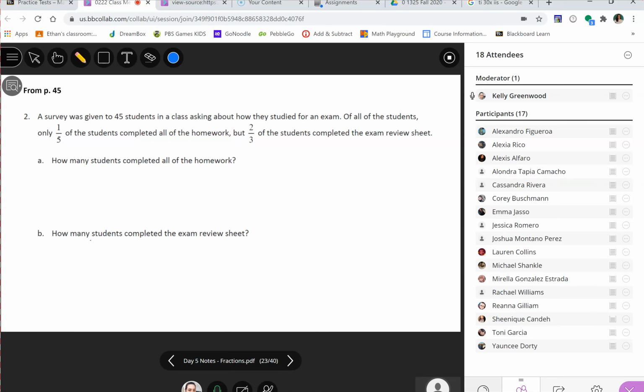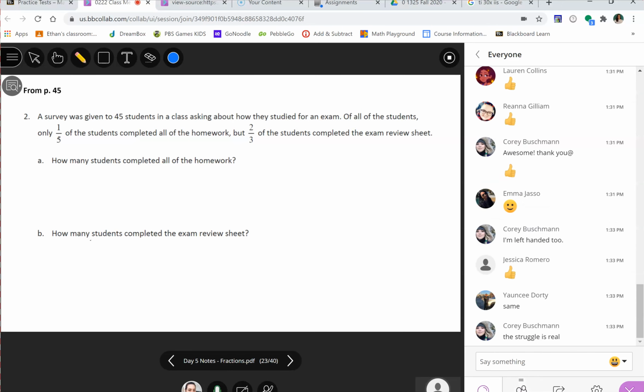Okay, here we go. So we are going to look at some word problems that have fractions in them. And the first one is going to involve a fraction of something. And you're going to use your calculator. We are not doing this by hand. So let's read this one right here.